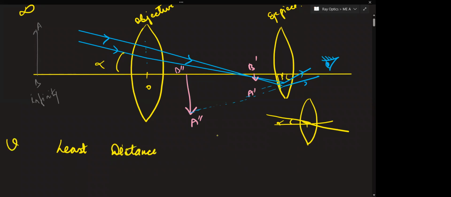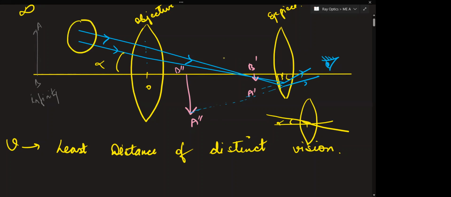Distance, image is at least distance of distinct vision. So this is alpha angle and this is beta. At the end also it is not parallel. See, these have intersected here, so we obtained an image. Here also these are not parallel. Both the lines are intersecting over here.